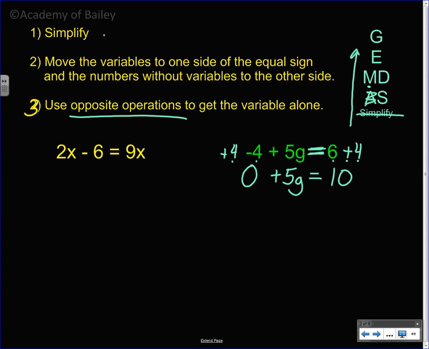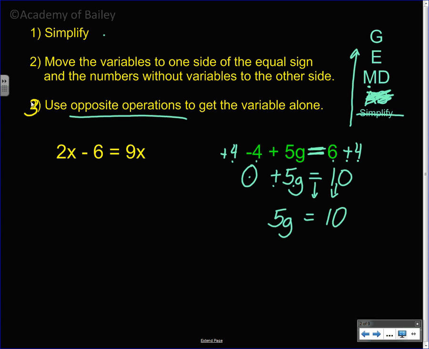Now you're going to get used to seeing equations like this and trying to solve them. You realize that 0 plus 5g is 5g. And remember, the positive sign's out there in front, but we don't need to have it out there because it's a positive sign, and we can leave that invisible. Drop everything else down. 5g is equal to 10. So now we've gotten rid of subtraction.